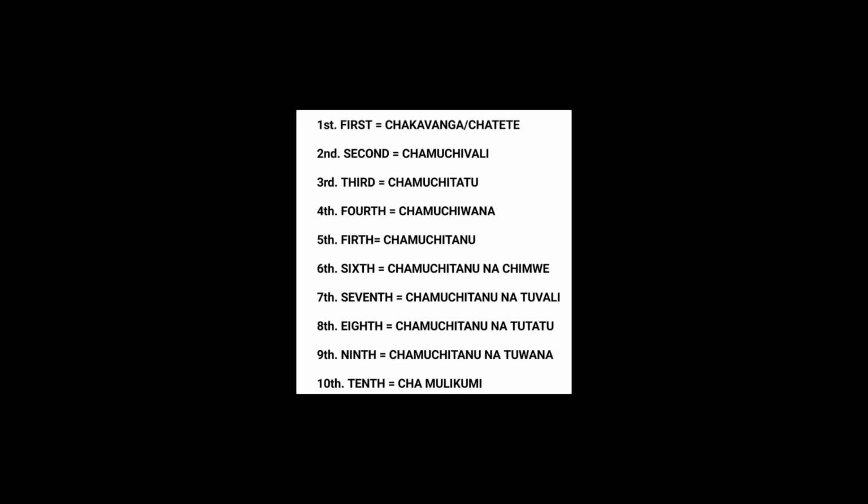Maybe another contribution. We use the cha when you're referring to things, like chitwamo. Echichikiko chola chamchivali. Echichikiko chitwamo chamchitatu. So we use cha for non-living things, and for living things, animals and human beings, we use wa: wamchivali, wamchitatu, wamchiwana, wamchitanu na chimwe, wamchitanu na tuvali, just like that.